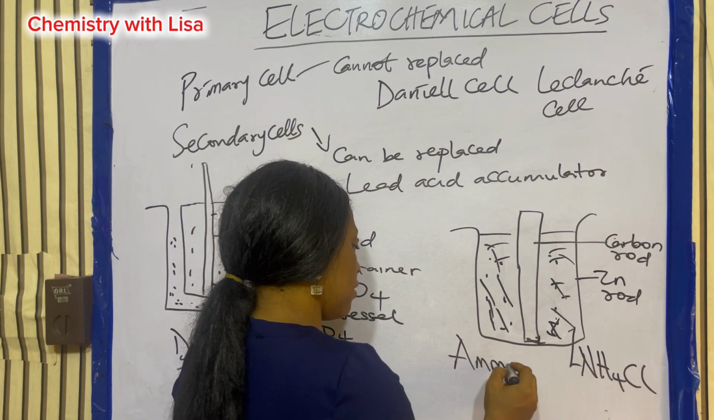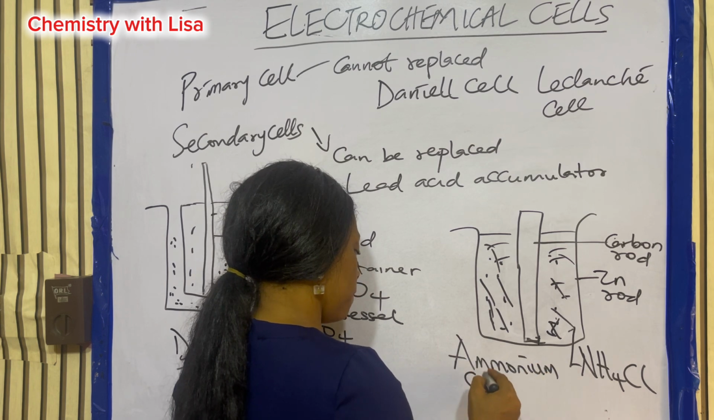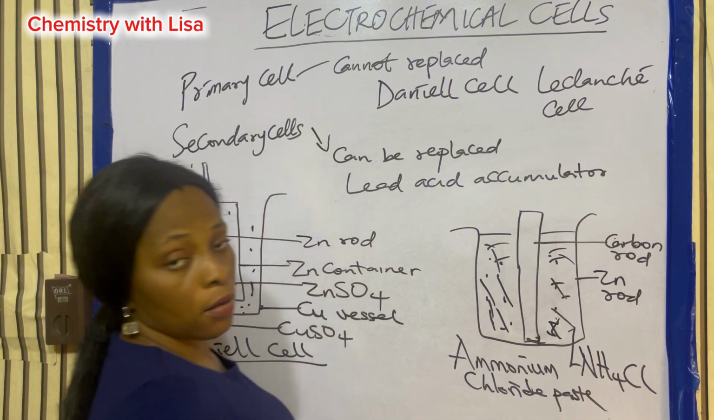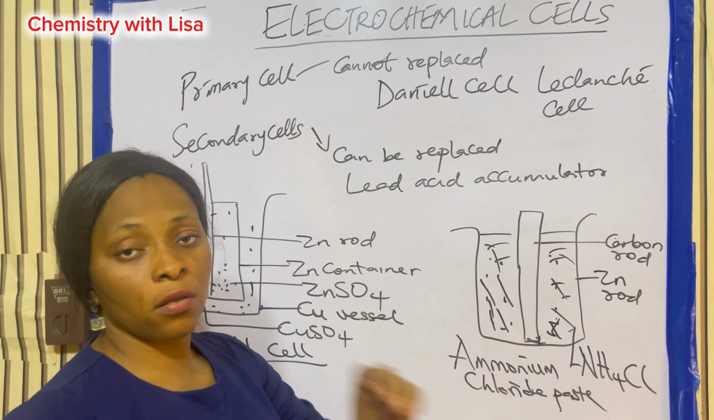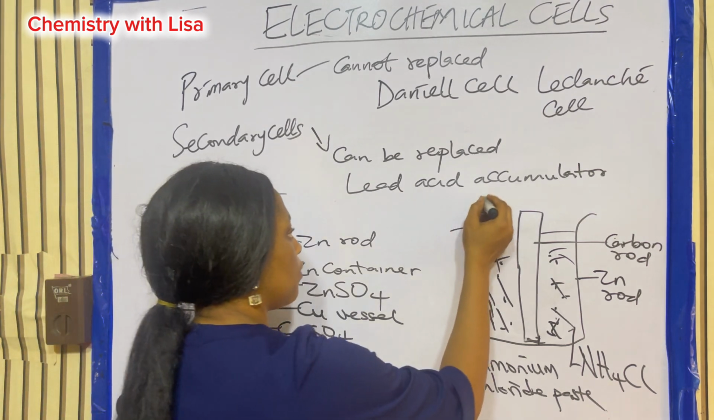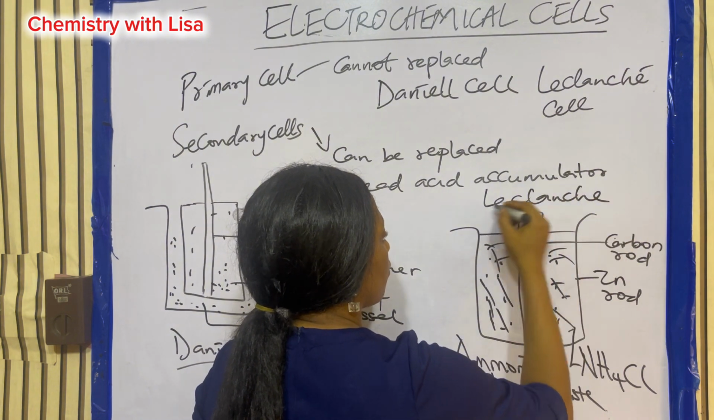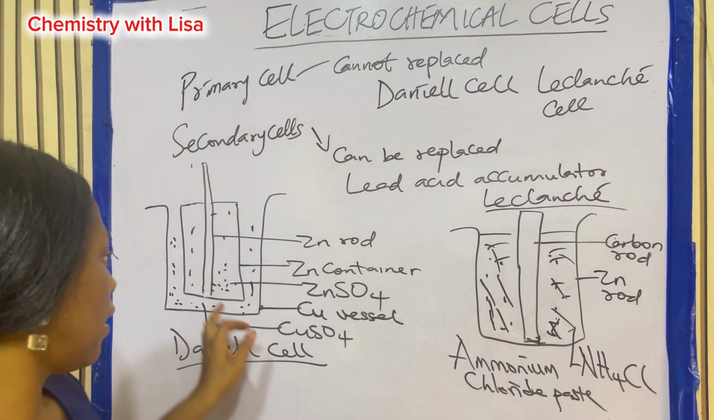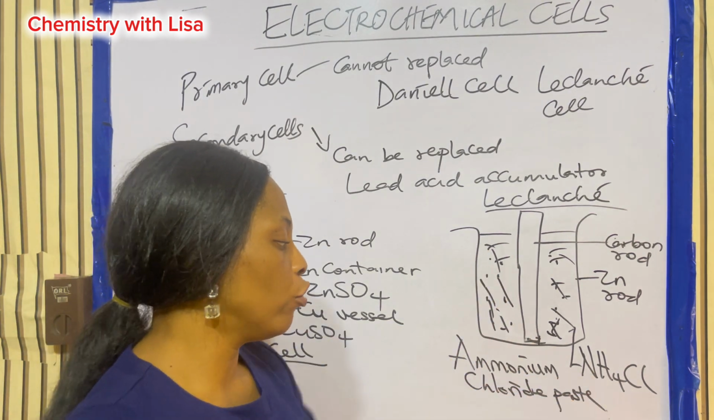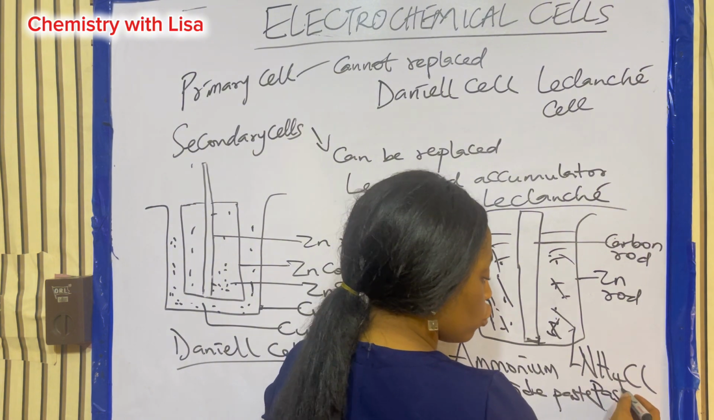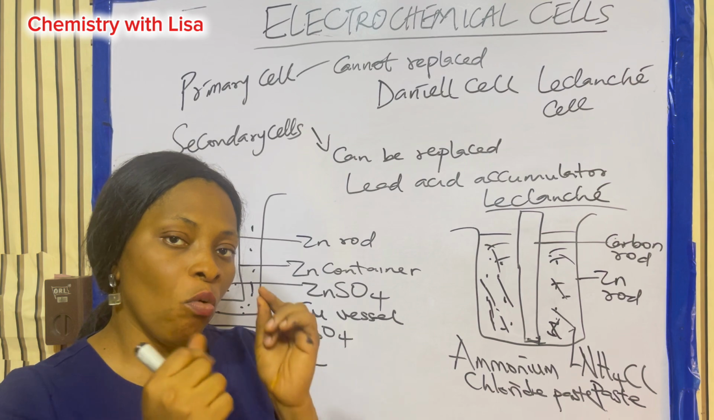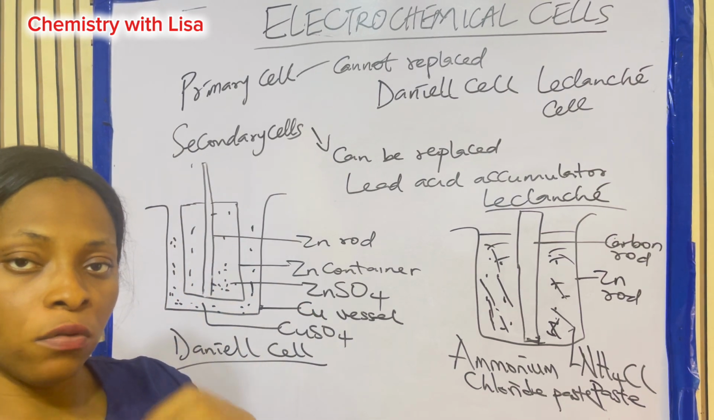Ammonium chloride paste. This is a popular examination question. Please take note. Ammonium chloride paste. So it is not liquid like this. The electrolyte of Leclanche cell is not liquid like that of a Daniell cell. So the electrolyte is what is referred to as ammonium chloride paste, not solution. Please take note. Remember, electrolyte must be in molten form so that ions can do what? Move through.